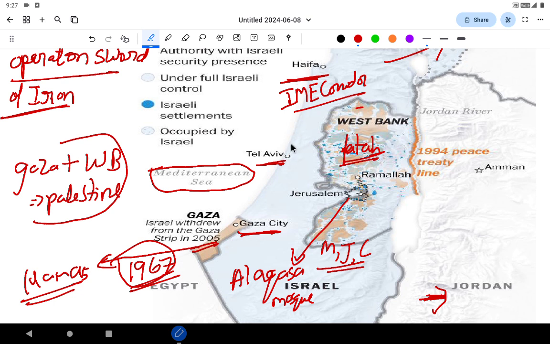You can see here the port cities, the capital of Israel, that is Tel Aviv. You can see Haifa, one of the very important ports. Haifa is even in the news for the India, Middle East, Europe Economic Corridor.